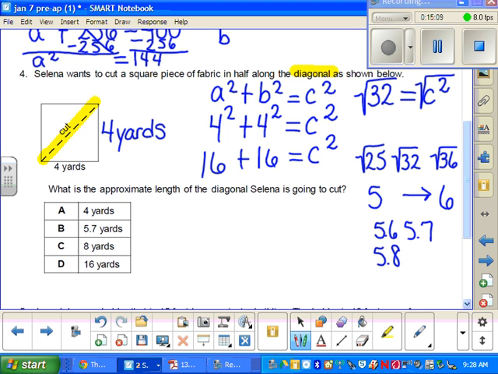I didn't even know we had answer choices. Look at that. We were just solving it all the way. So now that we have answer choices, that's easy because I know that it's going to be 5.7 because that is one of my estimates.